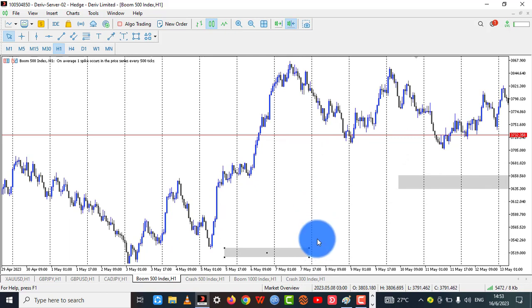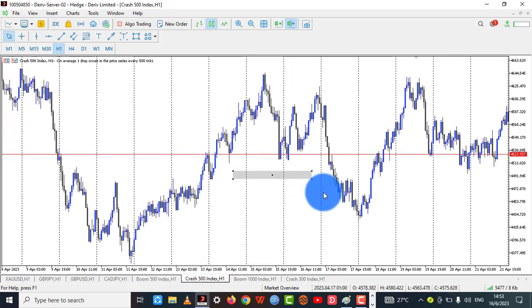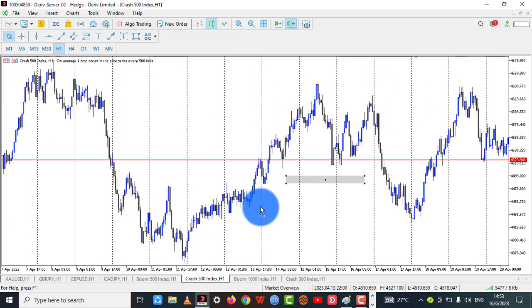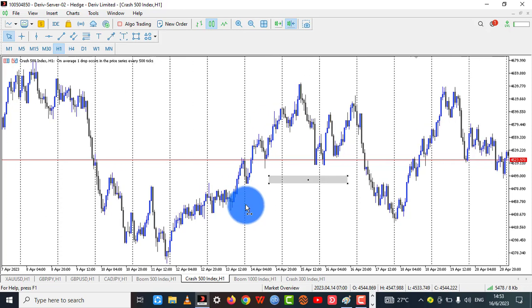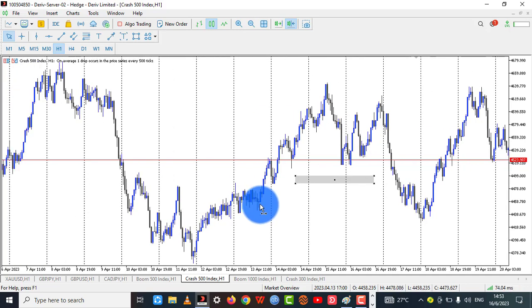So now, first things first, when we are trading boom and crash, we want to look for a flag pattern. We always want to look for a flag pattern, and this is the flag pattern. Here's an example. For a crash market, we're going to be looking to sell. When we're in a boom market, we're looking to buy. So in a crash market, we're looking to sell. So here's what we're supposed to do here.